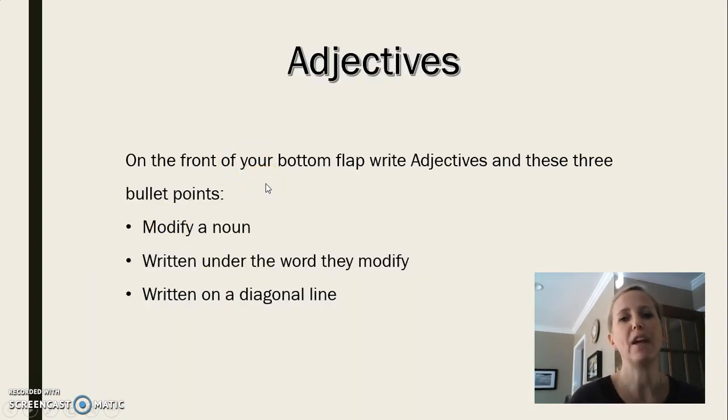Adjectives. On your bottom flap, write adjectives and these 3 bullet points. A, they modify a noun. B, they are written under the word they modify. So they're never written under a verb because adjectives don't modify verbs. And then they are written on a diagonal line. Okay, once you've got those 3 bullet points written, you can move on.